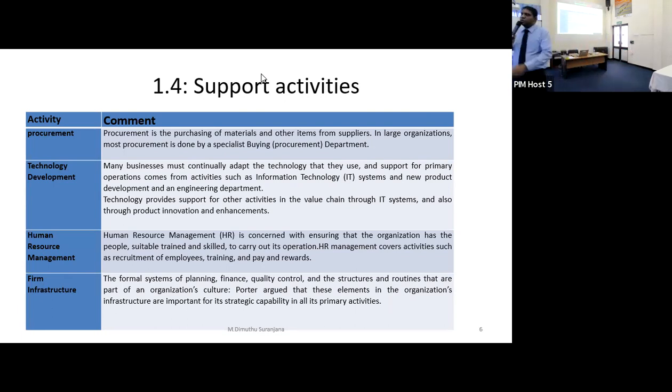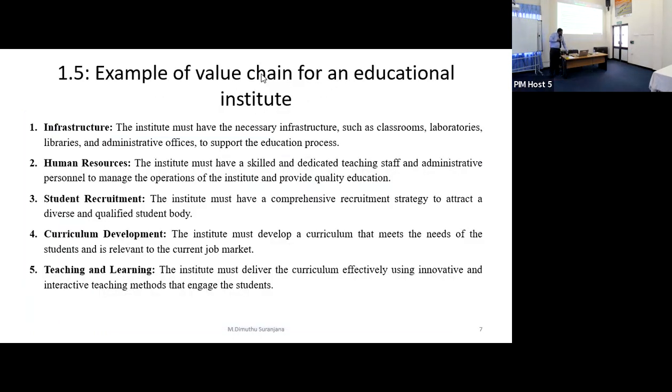So you have these activities within your organizations. These are some of the examples given. Look at this example given. This is for an educational institute. Infrastructure. Now think of PM, for example, as an educational institute. What infrastructure should they have? They should have classrooms, a library, and an administrative office, right?